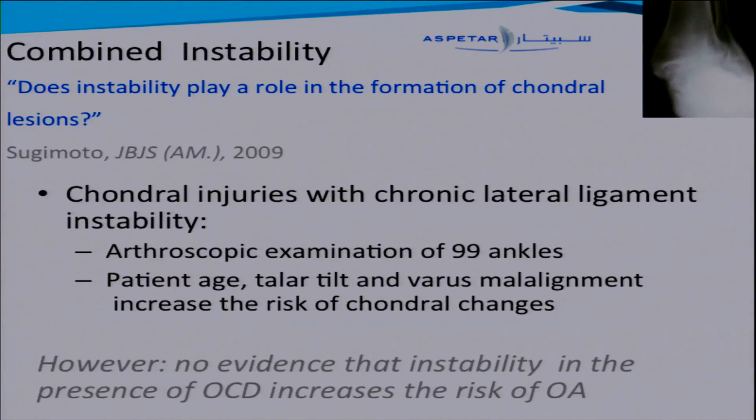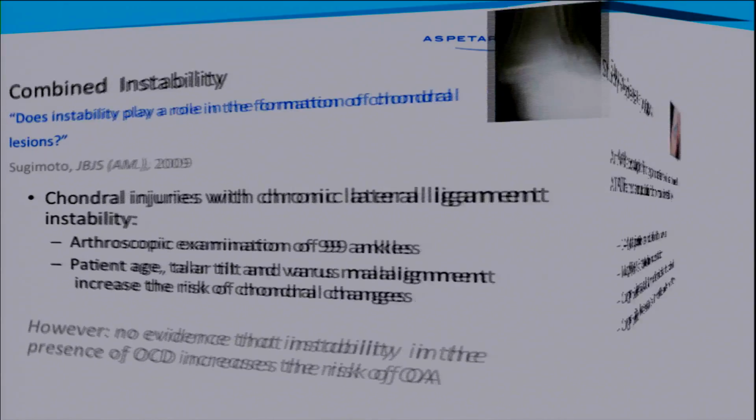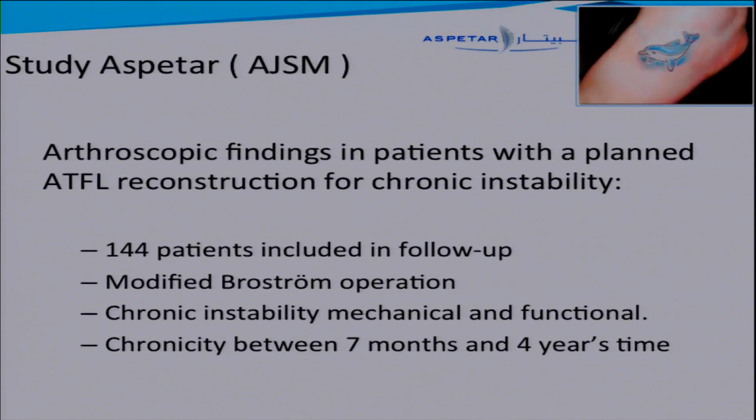Now, what about instability? Does instability play a role in the formation of chondral lesions? There are studies, a study with 99 ankles with chondral injuries and chronic lateral ligament instability, that showed that patient age, talar tilt, and malalignment mainly in varus increased the risk of chondral changes. However, there is no evidence that instability in the presence of such lesions increases the risk of osteoarthritis in the joint as an evolutive measure.